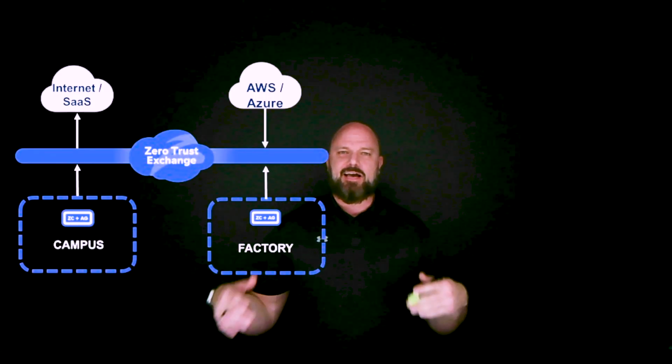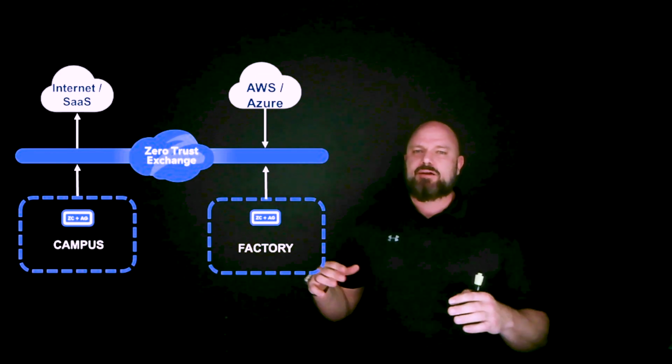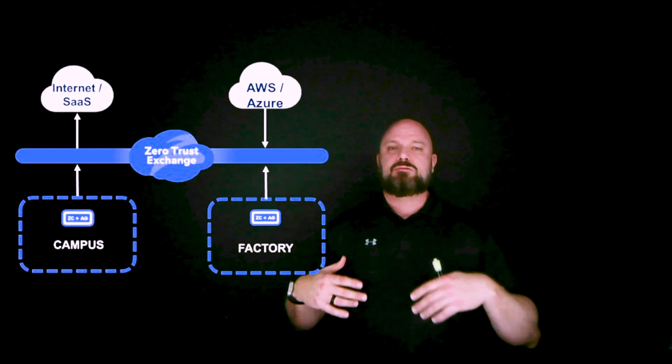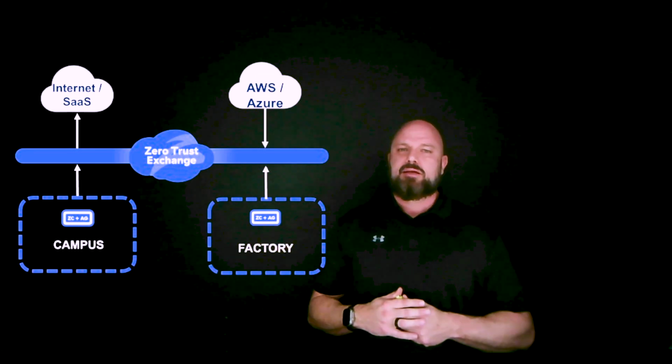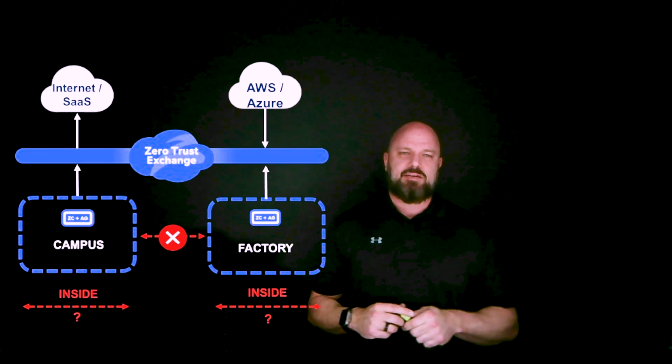Now, before you click off this video because you've seen the IoT discovery report, I'm not talking about that whatsoever. I'm not talking about traffic at the factory or the branch going up to the cloud, internet, maybe back to the data center. What I'm really talking about is the east to west segmentation.